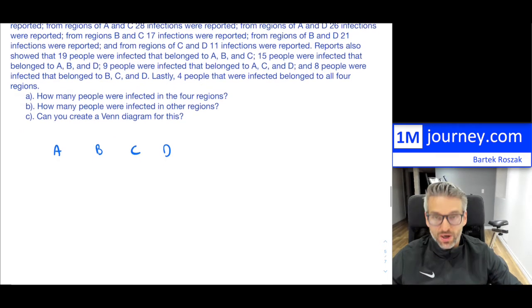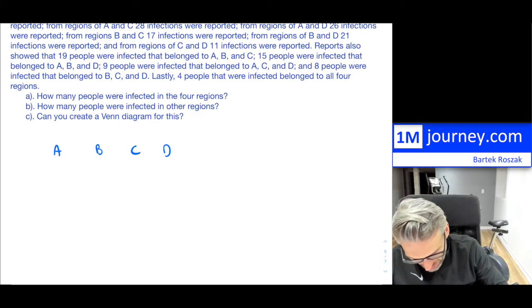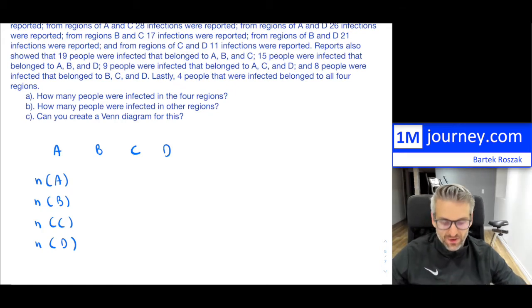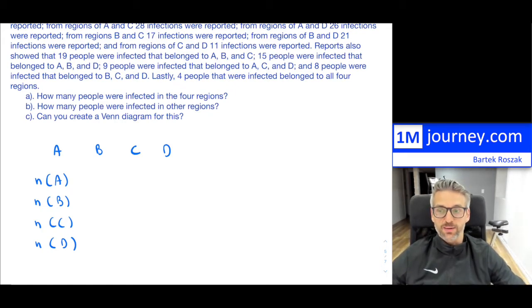So what could possibly happen? Well, someone can give you the total number of items in the first subset. Someone can give you the total number of items in a second subset, B, and so on. So that's going to be the first thing. So we can get and identify all of these particular numbers.